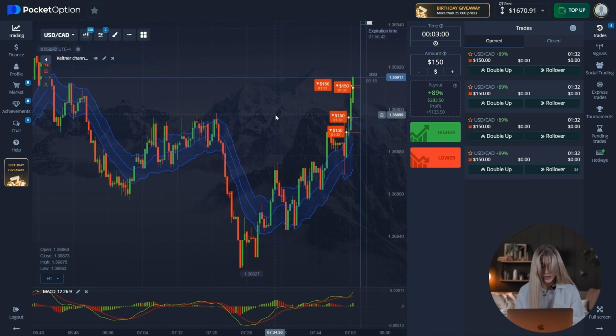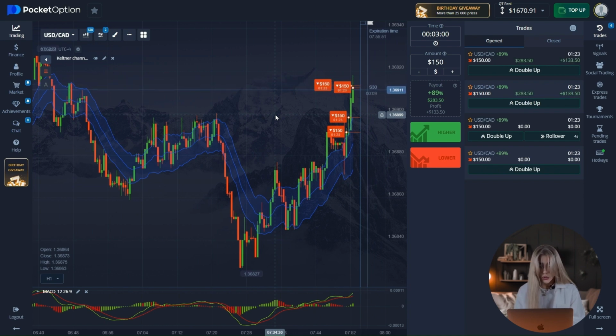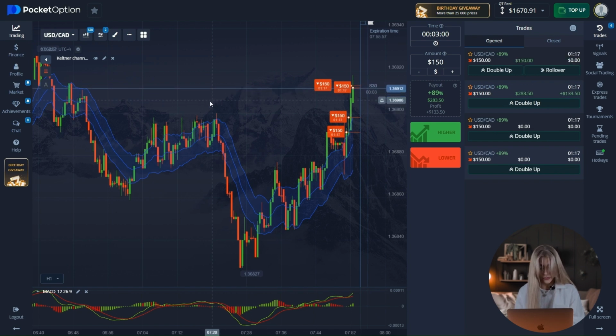Now let's wait for the correction to start from the resistance level. Later I will draw this level and explain what I did, okay? But for now, we need to keep our finger on the pulse, ready to open another trade if necessary.